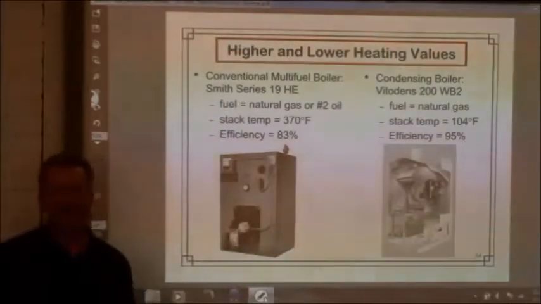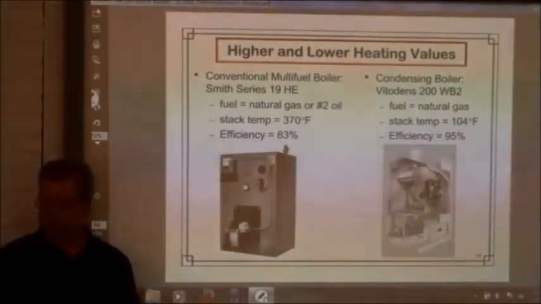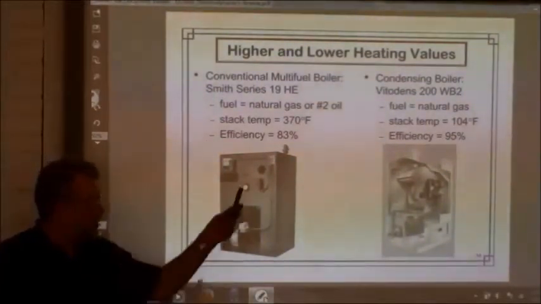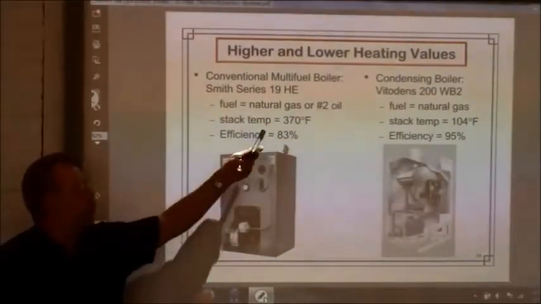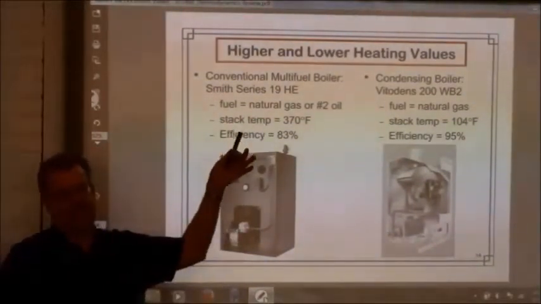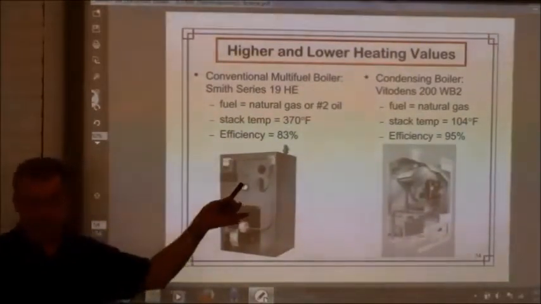And it needs that high stack temperature because of, for instance, the sulfur, which could be present in liquid oil, and you don't want moisture condensing in your exhaust if you've got sulfur, because you can form sulfuric acid. Okay.